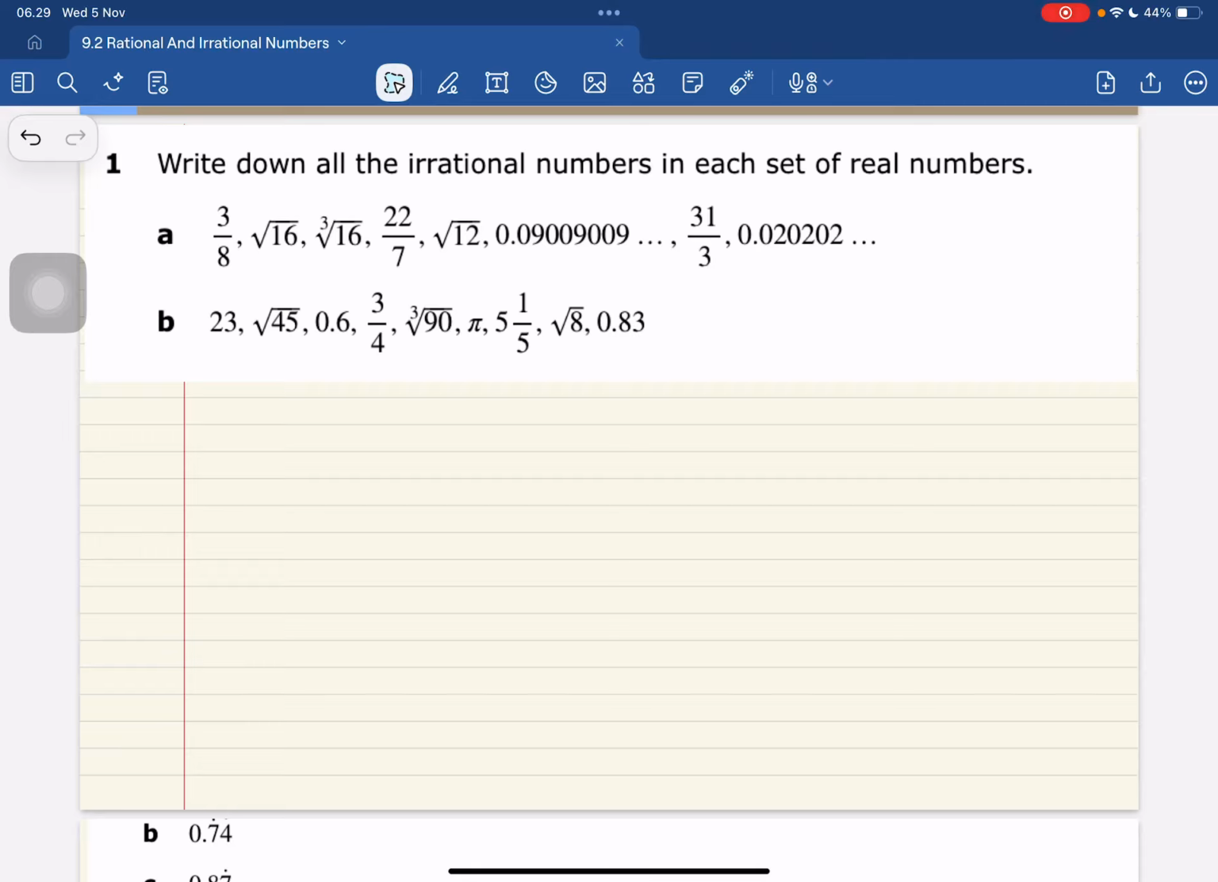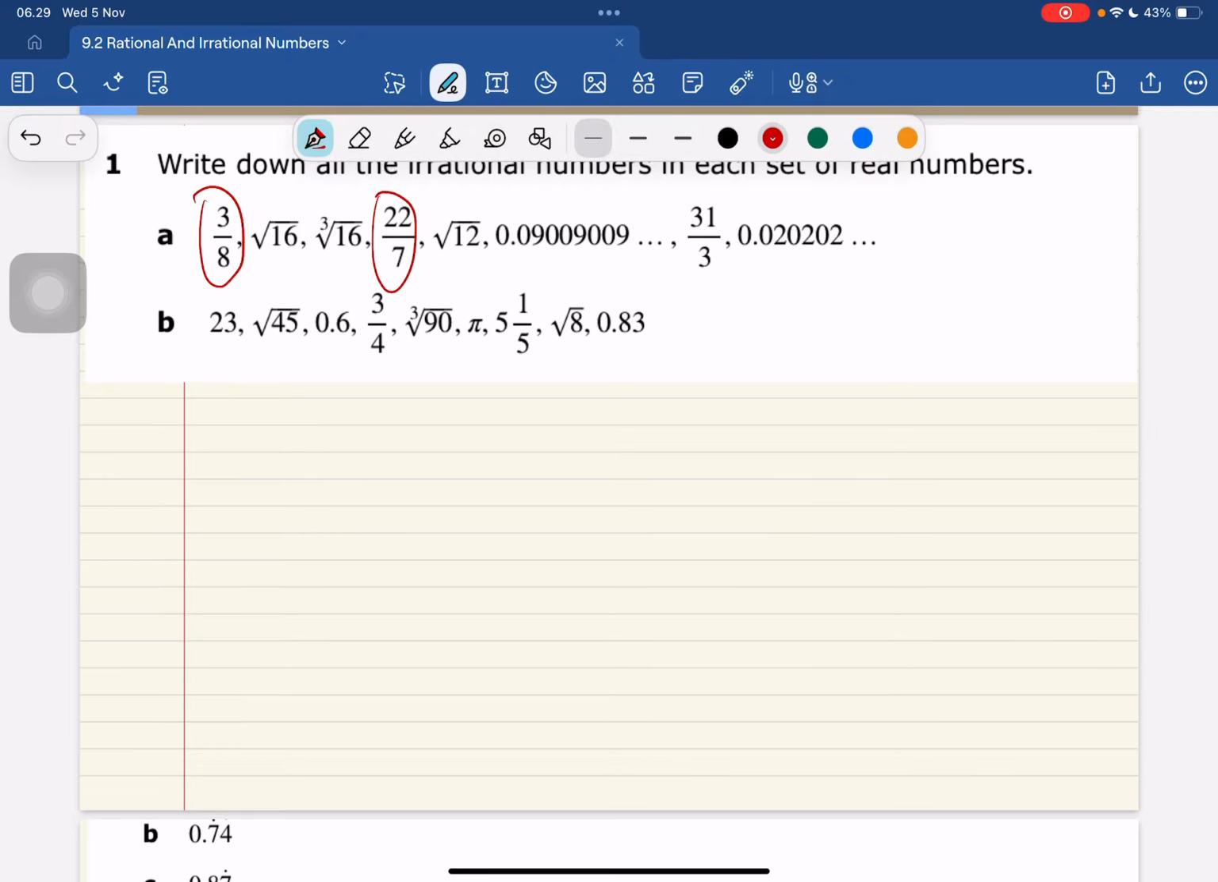We're going to solve a practice question about rational and irrational numbers. Write down all the irrational numbers in each set of real numbers. First, all these fractions are rational, and square root of 16, they are rational.